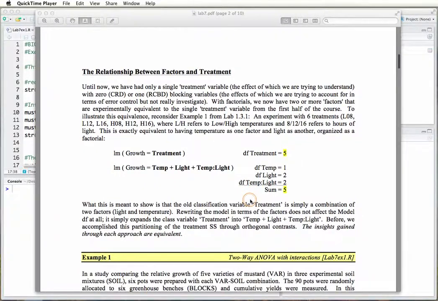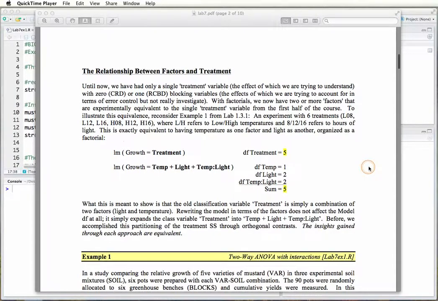On the next page, I talk a little bit more about how factorial treatment structure underlies a treatment, how the factors relate to one another, and that the degrees of freedom all add up. I talked about that in class as well, but here's another presentation of that.